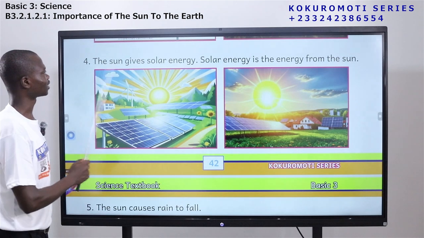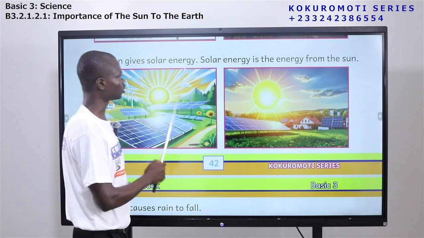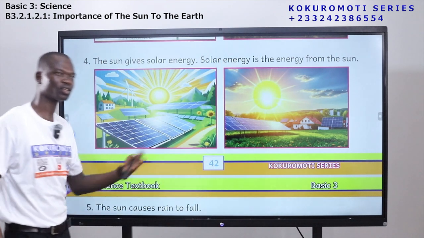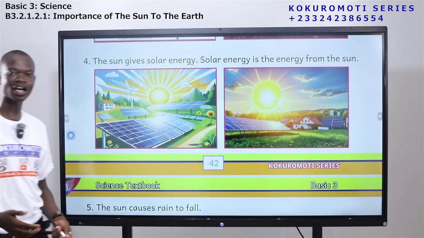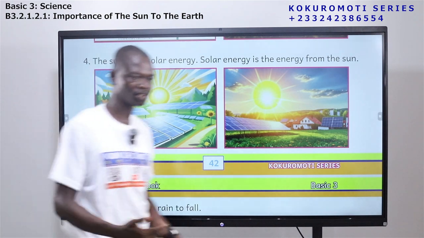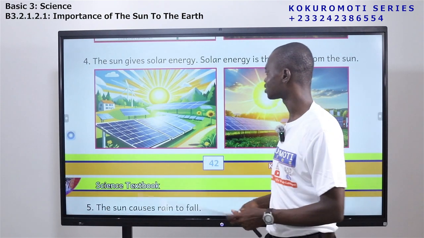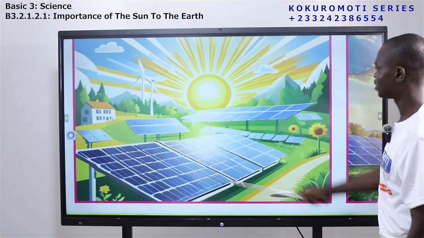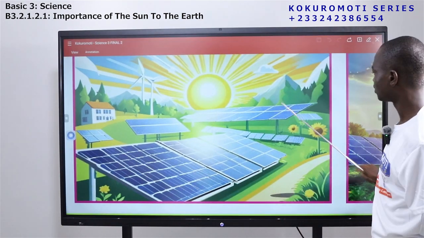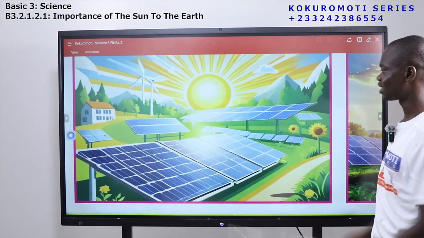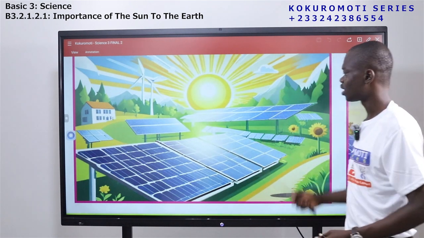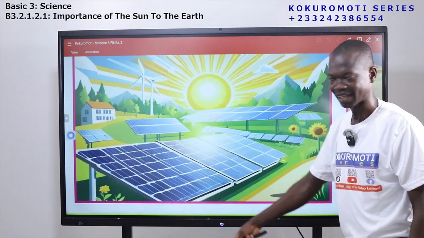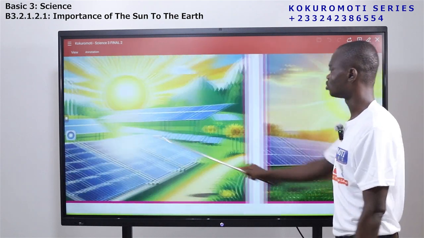The next one, the sun gives solar energy. Solar energy is the energy from the sun. So anytime you hear about solar energy, we are talking about energy that we get from where? The sun. Energy that we get from the sun. And it is used to do so many things. Look at this picture. So you see these are solar panels. They put them in the sun, and then the sun will charge them. And the energy that will be here will be used to what? Produce light. So solar energy is used to produce light.